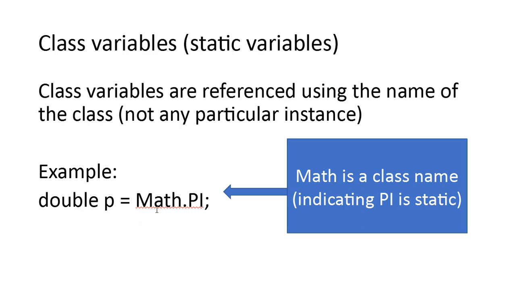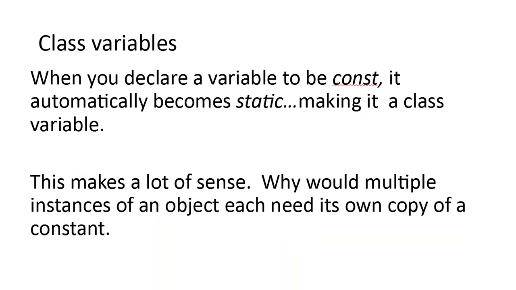If you go back to the slide about math and pi, pi is declared to be const because you can't change pi, although people have tried, amazingly enough. Because it is const, it becomes static, and therefore we have to use the class name when we want to use pi. We have to say the class name instead of some instance name. So that's it.